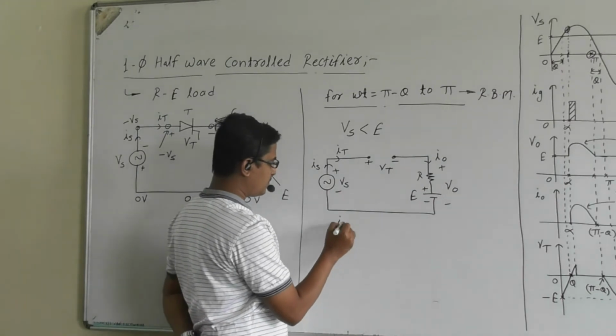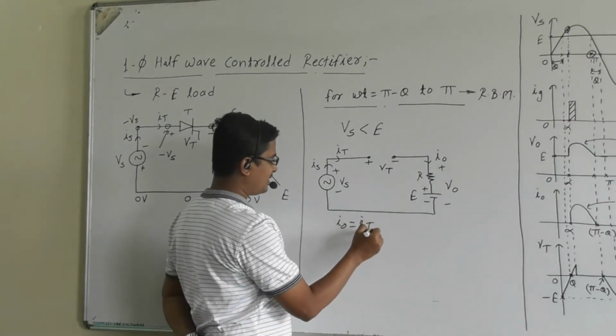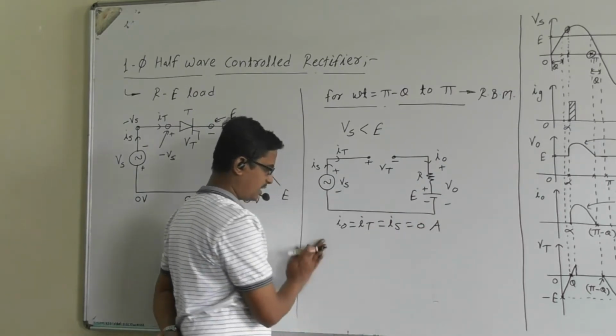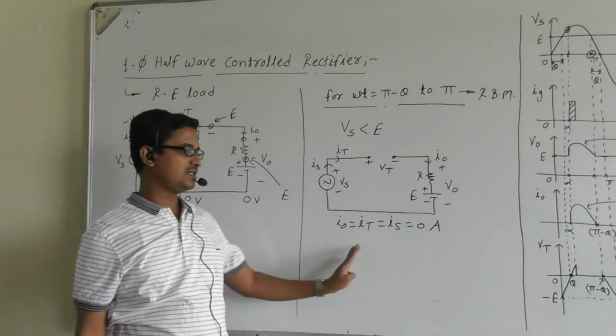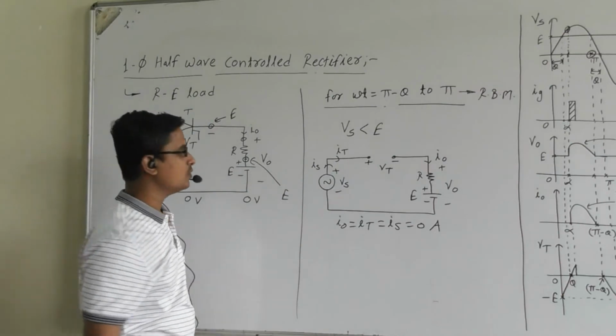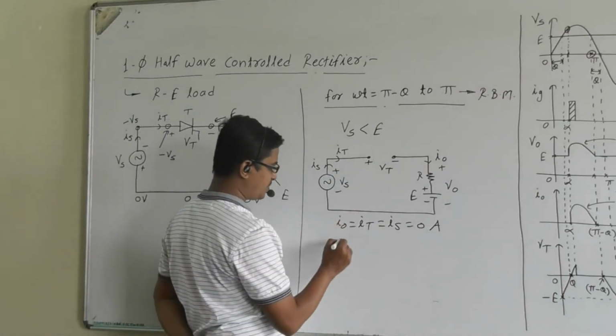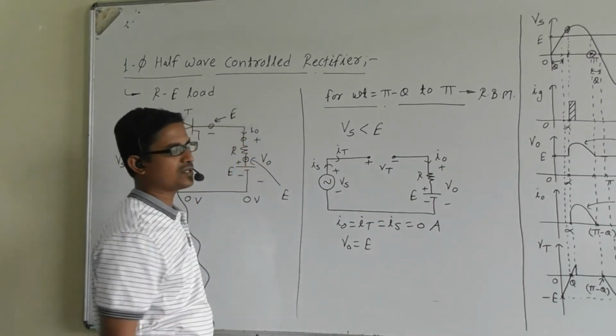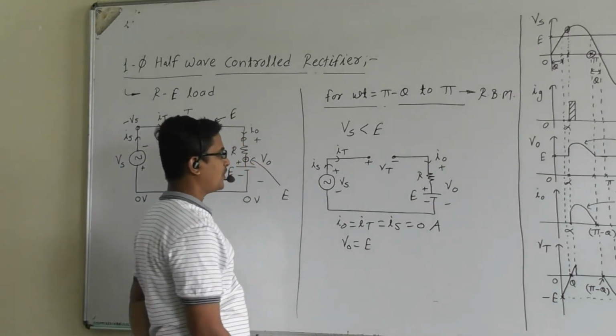So what is I0? I0 is equal to It is equal to Is is equal to 0 ampere, right? So current in the thyristor is 0. Now, what is V0? V0 is equal to again E volt, right? V0 is equal to E only. Next, what is the Vt?